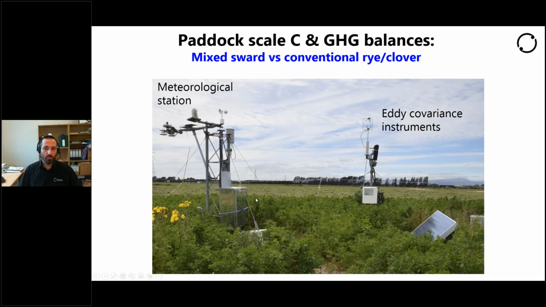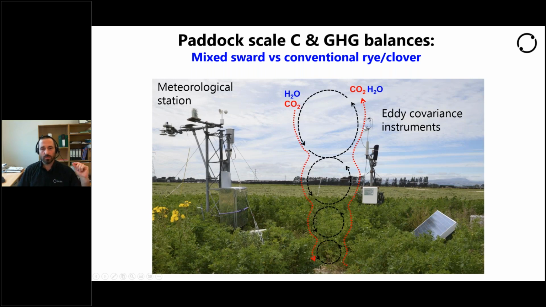This is the setup of those instruments, actually an older set, and it was over lucerne in this case. How they work is that when the wind blows across the land surface, it creates these eddies. Those eddies transport gases between the atmosphere and the land surface, and then back up again. The eddy covariance instruments sit in here and measure the concentrations and the wind speed in 3 dimensions, 10 to 20 times every second. It can then average those numbers to produce the net balance of carbon uptake or carbon loss.